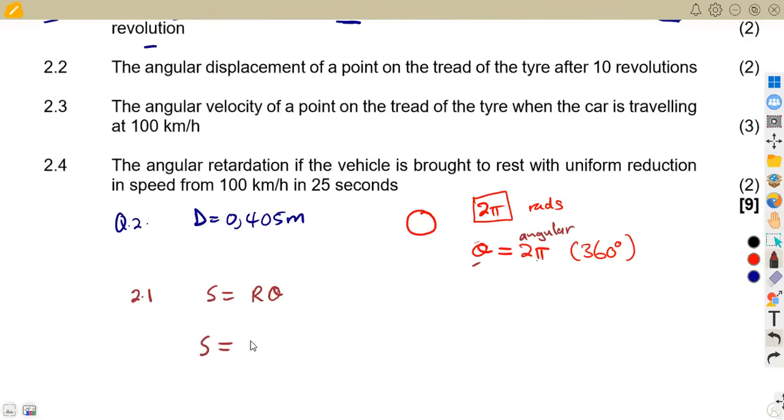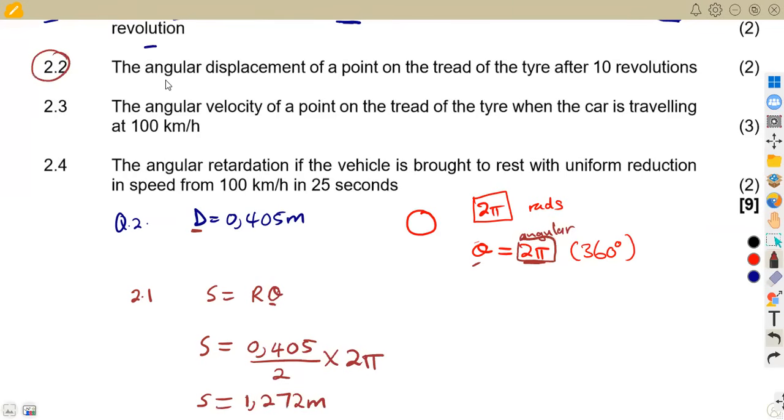So that means our S is going to be the radius. Remember, radius is diameter over 2. So that would be 0.405 over 2 times the theta in radians. We are given a complete revolution, so our theta is going to be 2 pi. So we obtain our distance in meters in this case. This was going to give us something like 1.272 in meters. All right, so that was the idea of the question. Then 2.2, we are now asked the angular displacement of the point on the thread of the tire after 10 revolutions.